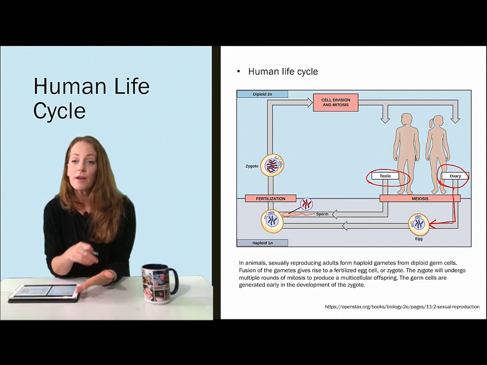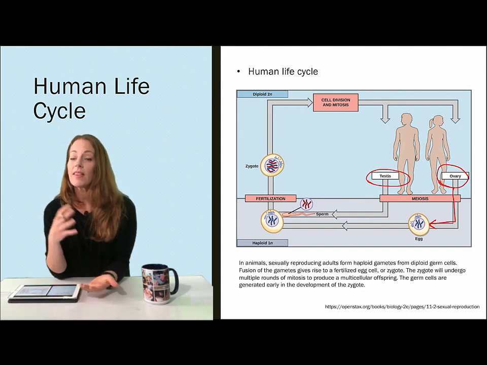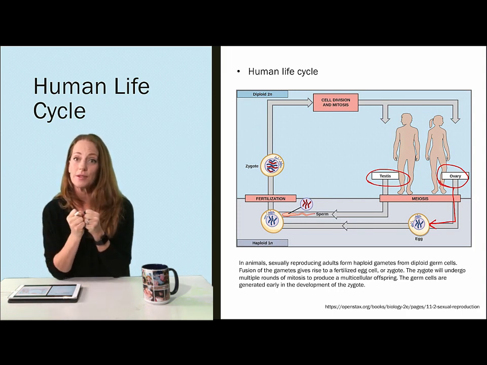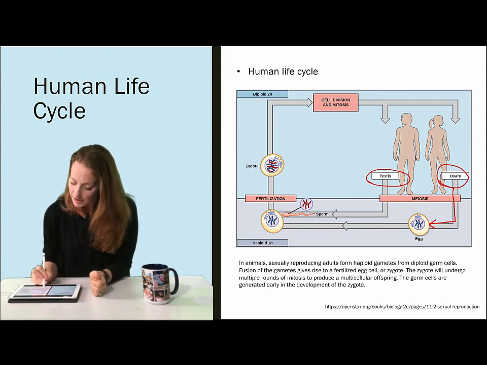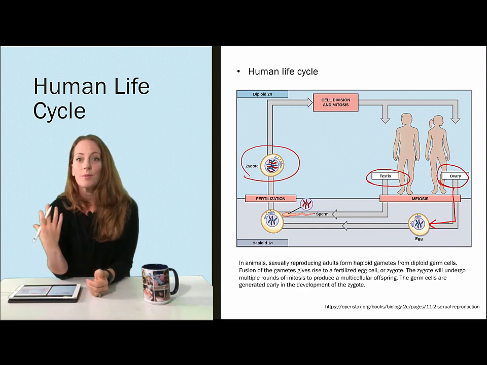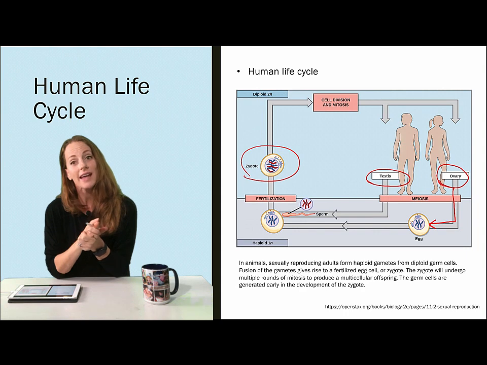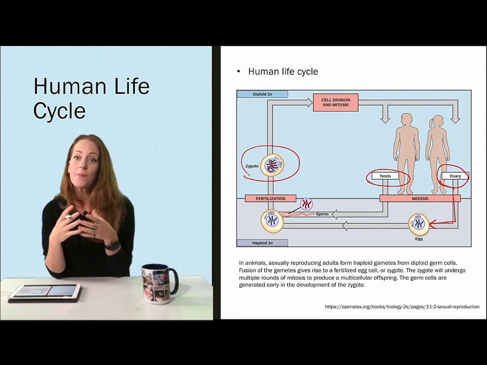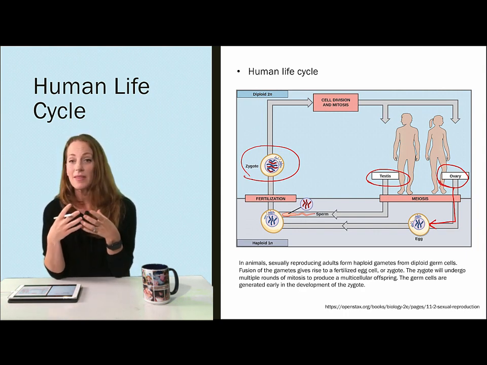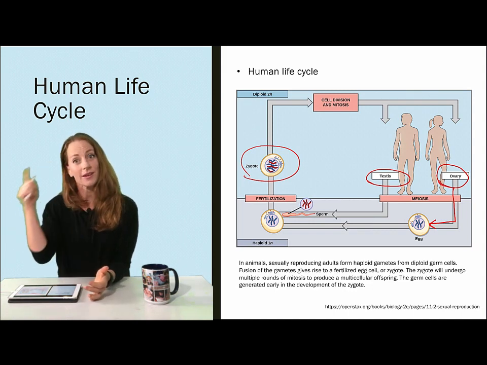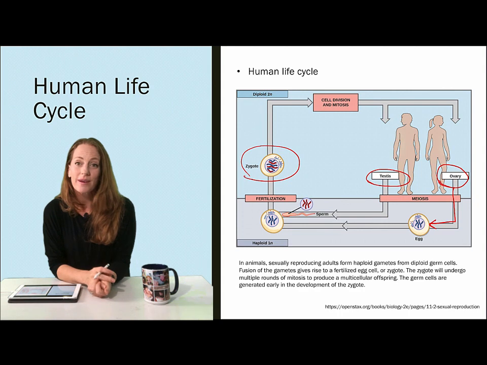When the sperm fertilizes the egg, then both combinations, maternal and paternal chromosomes, combine to make a zygote, which has chromosomes from mother and chromosomes from father. That zygote then grows into an embryo, a baby, and the baby then grows and develops into the adult human, restarting the life cycle all over again.